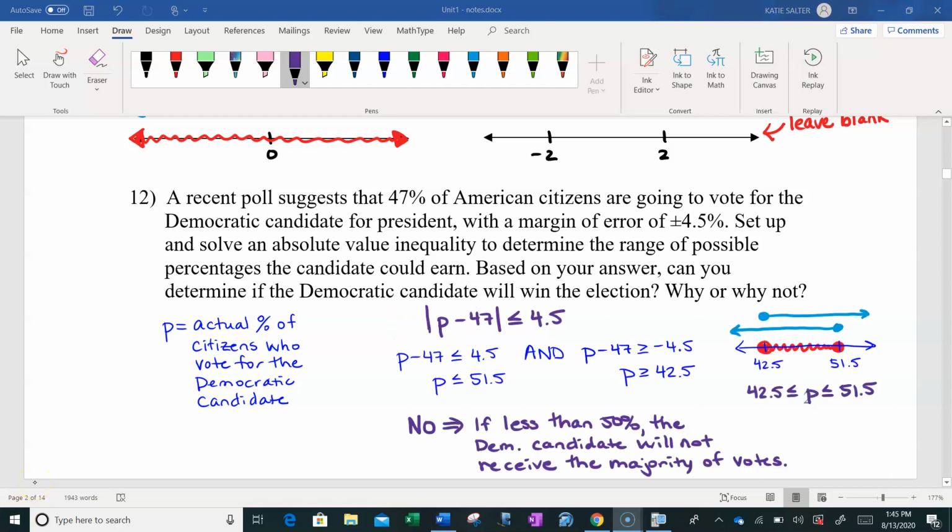It's an and problem, and when we put it together, we can see that it could be anywhere from 42.5% all the way up to 51.5% of voters that vote for this candidate. So will we be able to determine if the Democratic candidate will win the election? No. If the vote comes anywhere between 42.5% up to 50%, they will not receive the majority of votes. We can't say whether he will or will not win, or she. All right, and that concludes today's lesson.